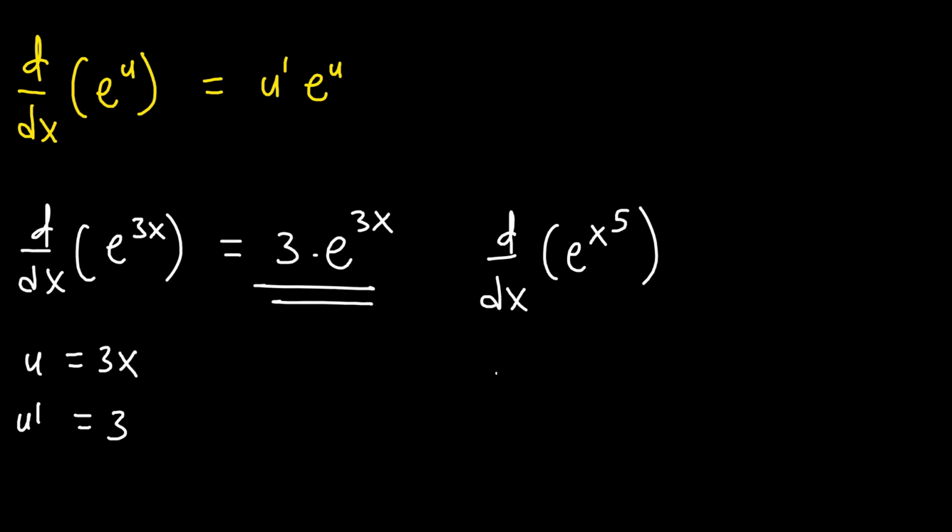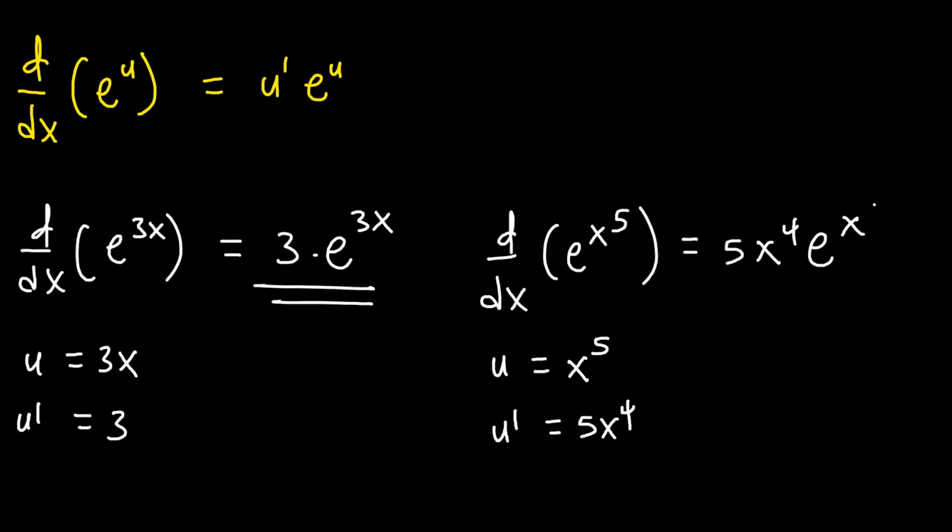Now you try out this: find the derivative of e to the power of x to the power of 5. In this case, u will be equal to x to the power of 5, and so u prime will be equal to, when you differentiate x to the power of 5, you get 5x to the power of 4. And so we shall have u prime, which is 5x to the power of 4, and then times e to the power of u, which is x to the power of 5.